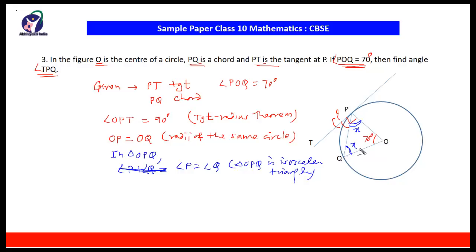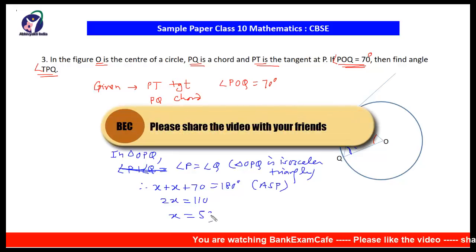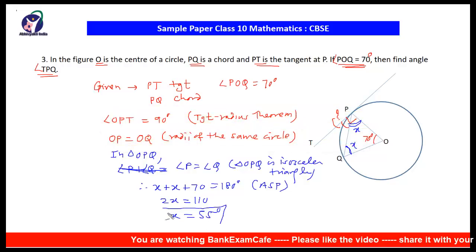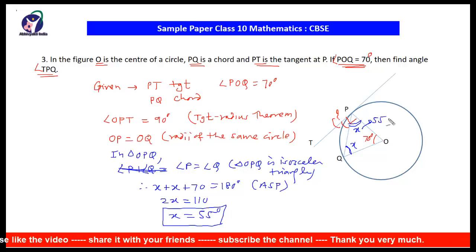So if this is x, this is x, this is 70. So in triangle OPQ, the sum of the three angles of the triangle is 180 degrees, and therefore we can say that 2x plus 70 is equal to 180 degrees, angle sum property of triangle. So 2x will be equal to 180 minus 70, that will be 110, and therefore x is equal to 55 degrees. Highlight this part. This is also an important part. Always develop the habit of highlighting the important parts of the question answer. So here we have got x as 55. So this angle we have got as 55 degrees.